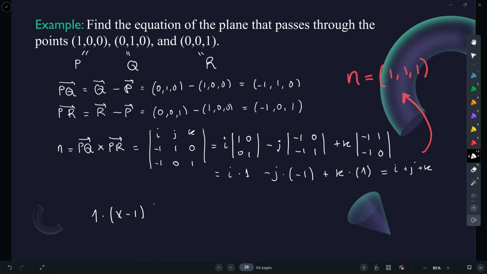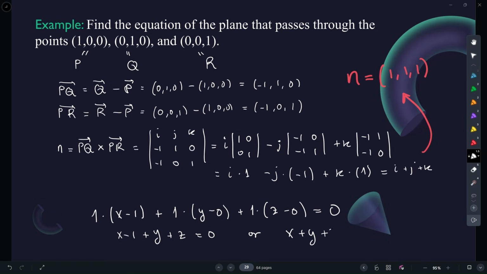I'm using the coordinates of P here, and the coefficient, this 1, is from the normal vector: 1 times (x minus 1), plus 1 times (y minus 0), plus 1 times (z minus 0), and this has to be equal to 0. If I expand this, it is x minus 1 plus y plus z equals 0, or x plus y plus z equals 1. So this should be the equation I was looking for.